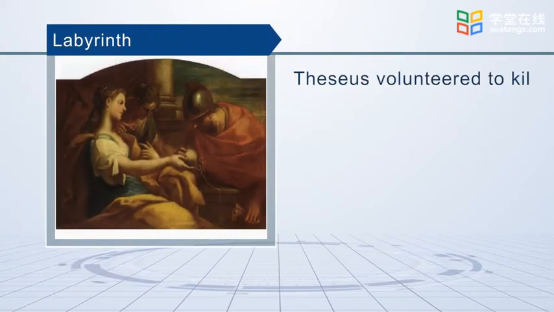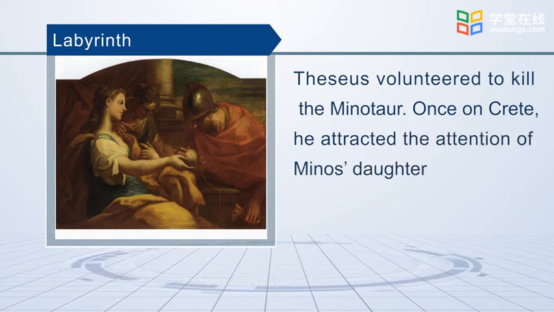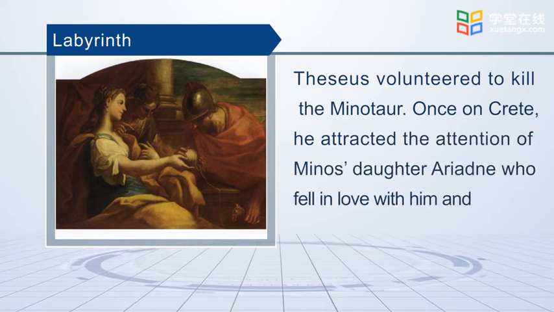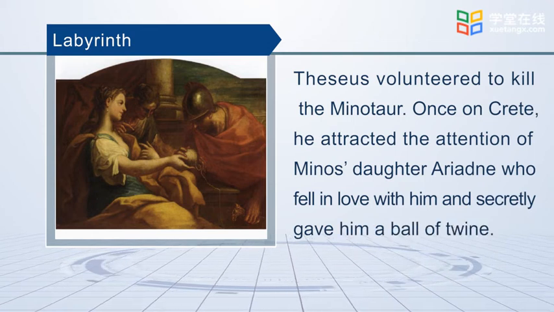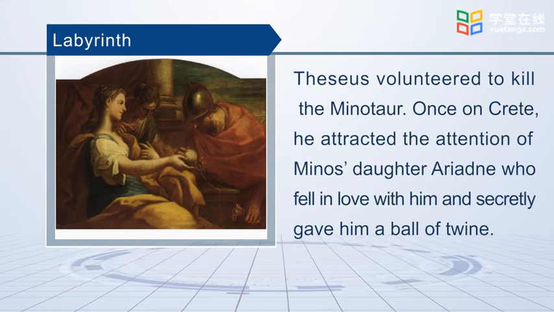Theseus volunteered to kill the Minotaur. Once on Crete, he attracted the attention of Minos' daughter, Ariadne, who fell in love with him and secretly gave him a ball of twine.